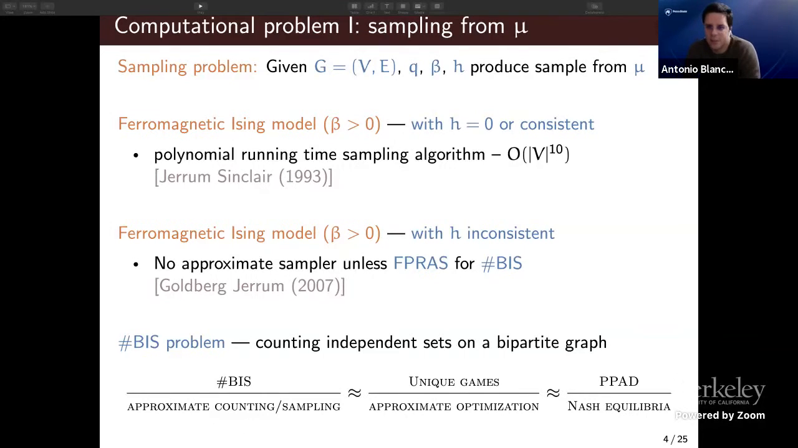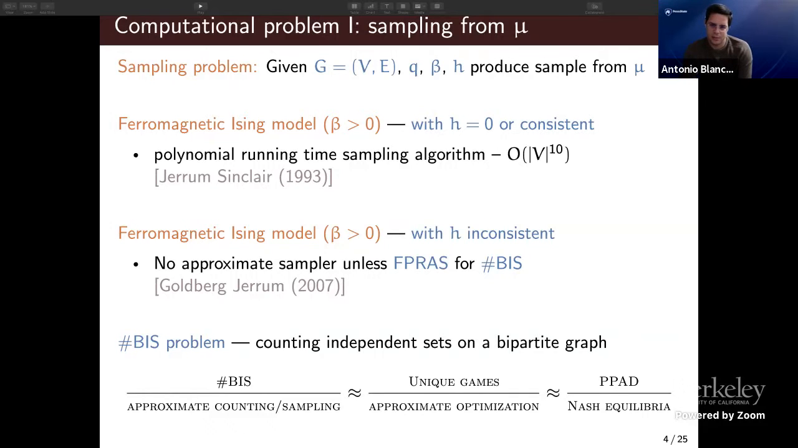Okay, so let's start with maybe the most fundamental of them, which is the sampling problem. Here we are given the graph, the number of spins, the edge potential, the edge weights, and the field, and our goal is to produce a sample from the Gibbs distribution, or from a distribution that is close to the Gibbs distribution. This is a very well-studied problem, both empirically and theoretically.